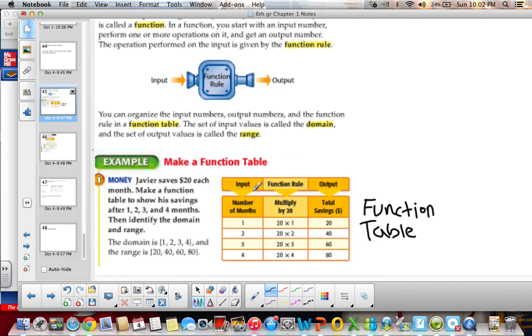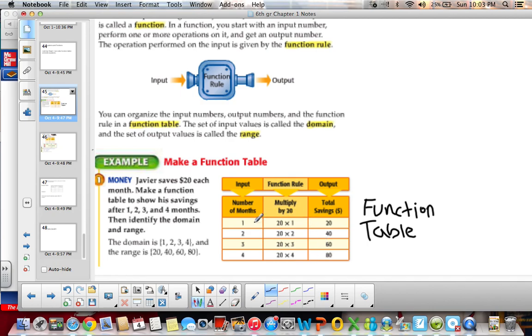Okay, so let's go back to our example. He's saving $20 every month. So we want to know how much money he has after a certain number of months. After 1 month, we know that he has $20 because he saves $20 every month. After 2 months, it would be 20 plus 20, which is the same as 20 times 2, so he would have $40. After 3 months, he already has $40, he's going to add 20 more dollars, so he has 60. And then he's going to add 20 more, so he has 80 after 4 months.